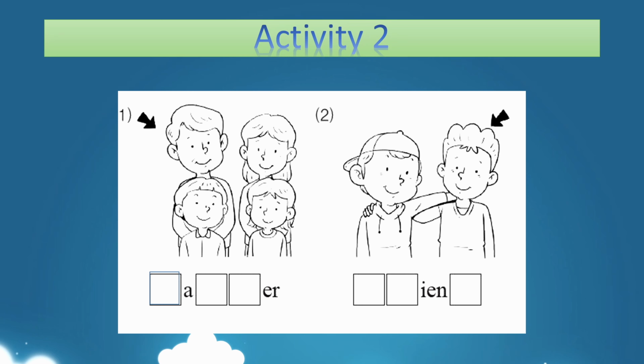Activity two. So we have a picture of a family, and we have a picture of two boys. We need to spell. Let's first see. In picture one, who are they talking about? They're talking about this person. So who is that? So if that is mother, then this must be, correct, father.